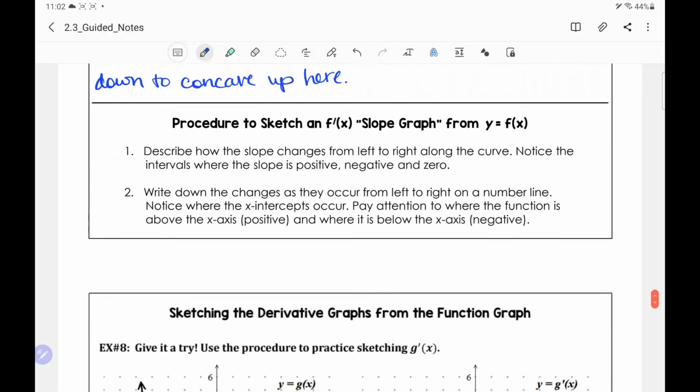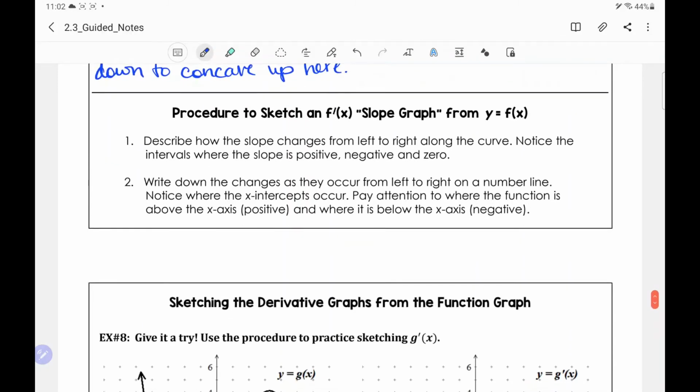So here's some more notes. Procedure to sketch an f prime graph. One, describe how the slope changes from left to right along the curve. Is it increasing or decreasing? Notice the intervals where the slope is positive, negative, and zero. Positive slope means it's increasing, negative slope means it's decreasing, zero means it's constant. Write down the changes as they occur from left to right on a number line.